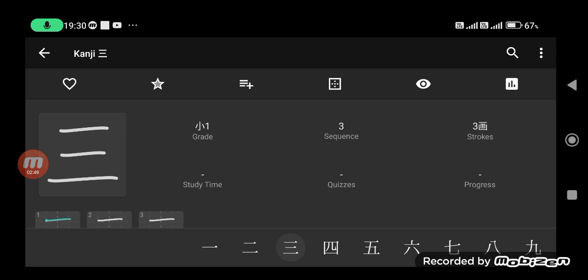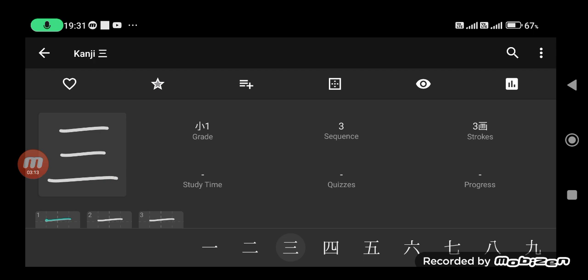So this is the kanji for 3. As you can see, it's quite self-explanatory. You can see 3 horizontal lines. This is 3. Again, the stroke order for 3, just 3 strokes. 1, 2, 3. 3 horizontal strokes.